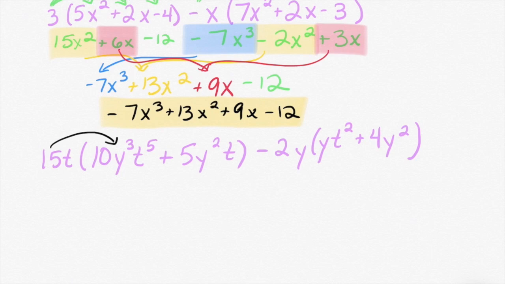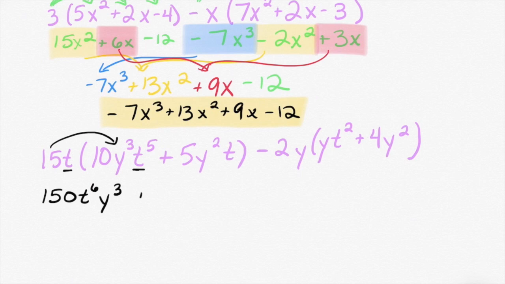So first we do the 15 times 10. Then we do the t multiplied by t to the fifth, which is t to the sixth. And then the y cubed doesn't have any y's outside the parentheses to multiply by, so it just stays y cubed, and that's the first one.